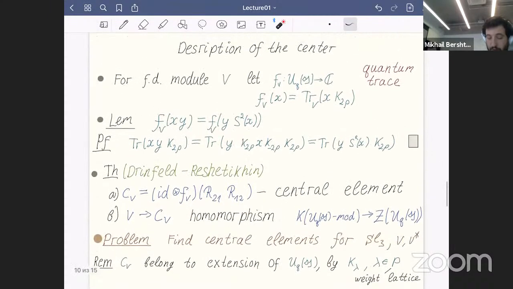And the Drinfeld construction is the following. We take any finite dimensional representation, take the product of the R matrix and the R matrix with permuted arguments, so this is an element of U tensor U. I apply the functional to the second component, then I obtain an element of U. And this theorem says this is a central element.